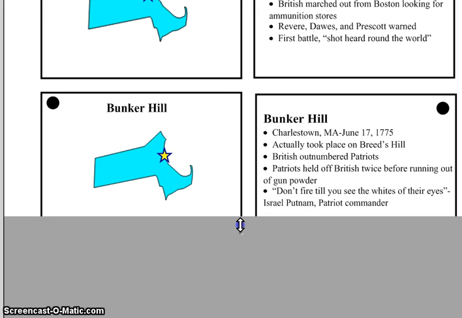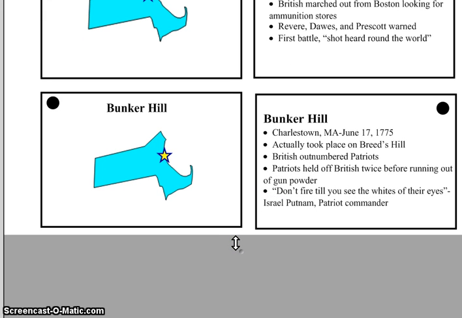The Battle of Bunker Hill, you know, did not actually take place on Bunker Hill. It took place in Charlestown, Massachusetts, June 17, 1775, on Breed's Hill. In this battle, the British outnumbered the Patriots. The Patriots held off the British twice before running out of gunpowder at the top of that hill.